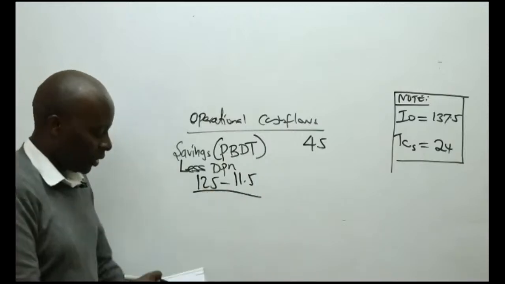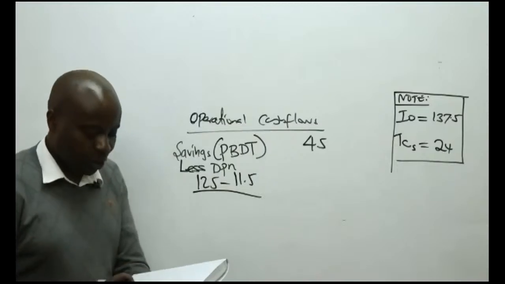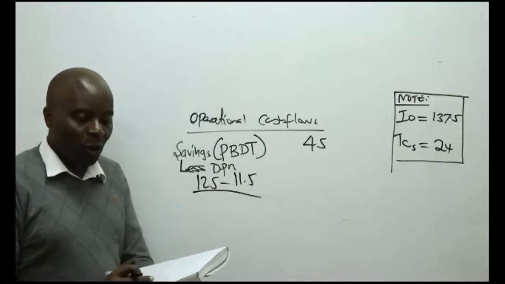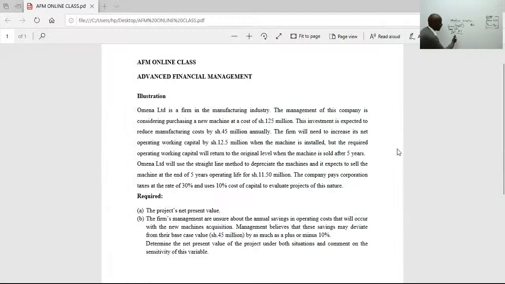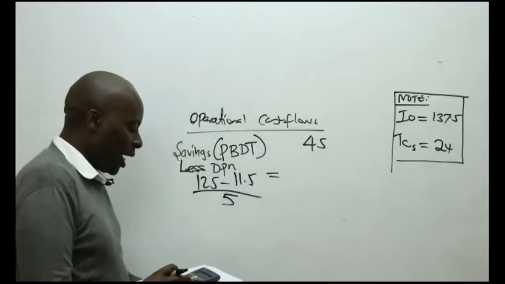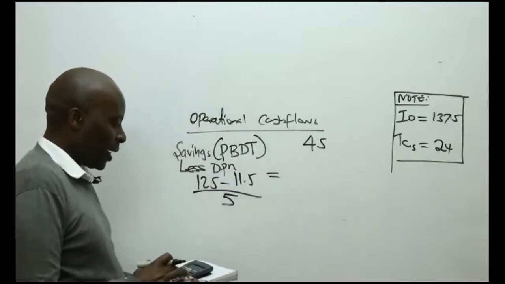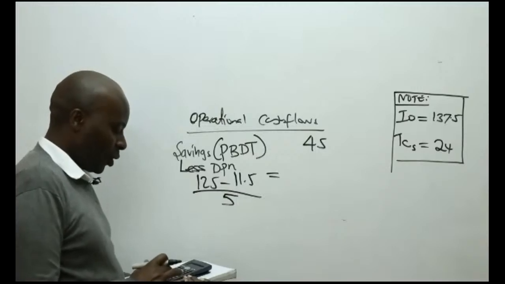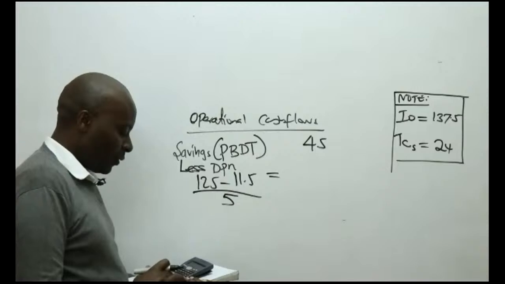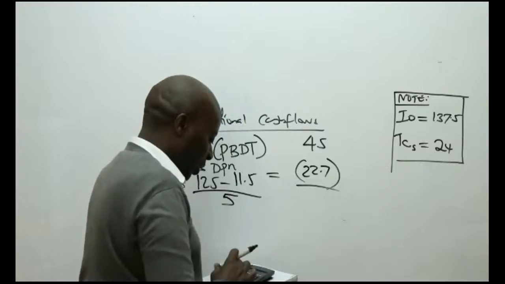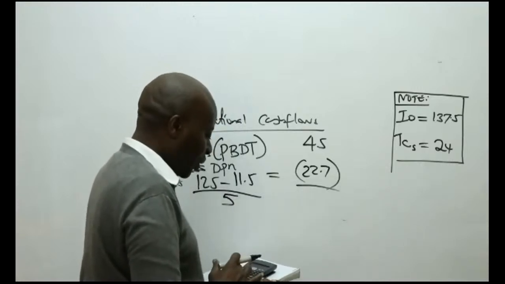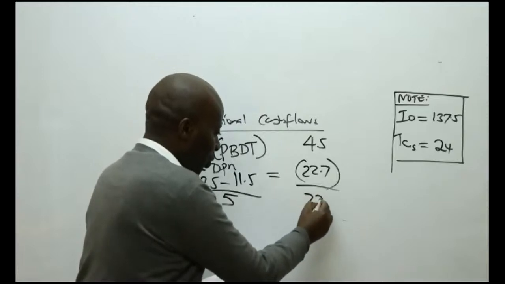Divide this by the number of years. We are talking of after 5 years. The machine has got 5 years, so divide by 5. So we have 125 minus 11.5, divided by 5, which gives me 22.7. So we have 45 minus 22.7, which will end up giving me 22.3.